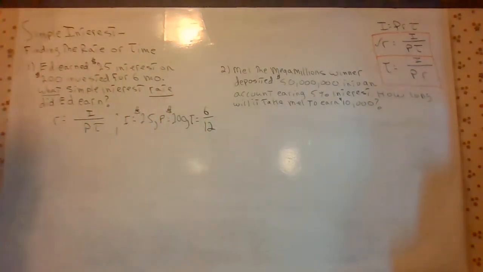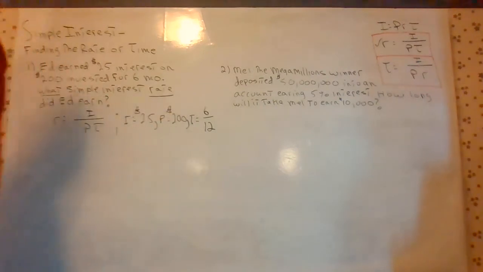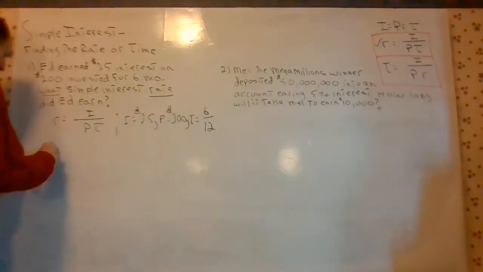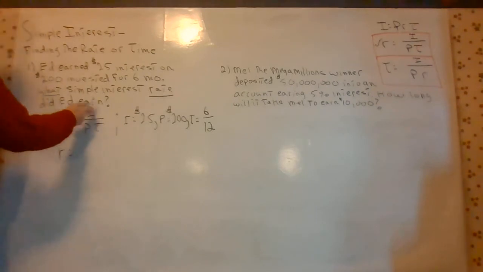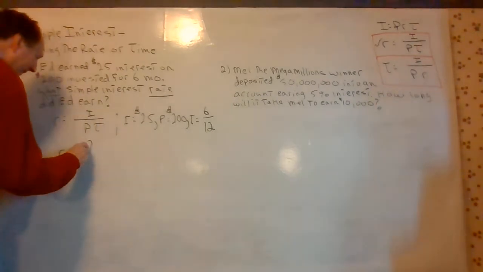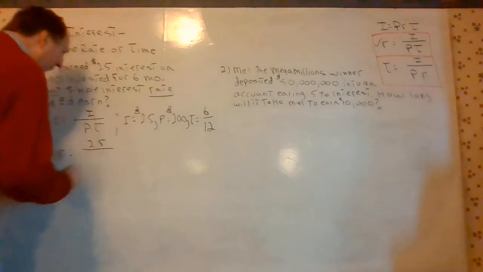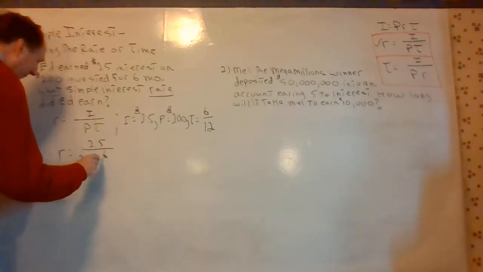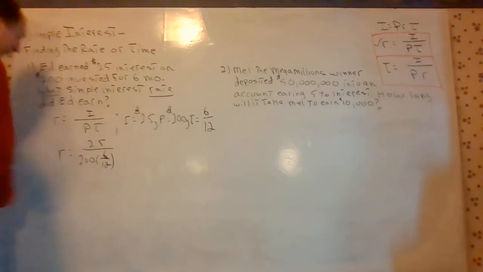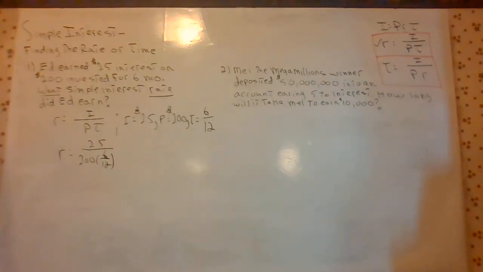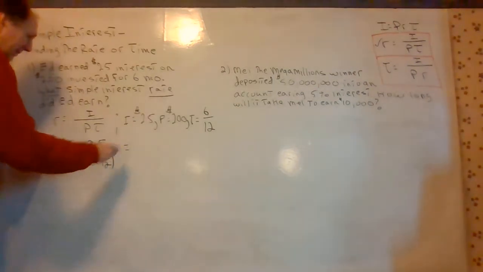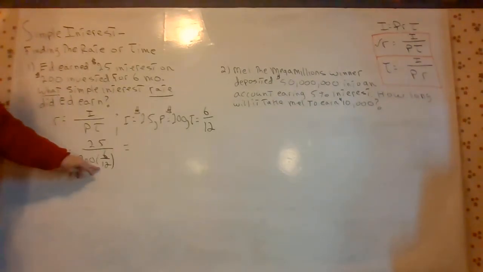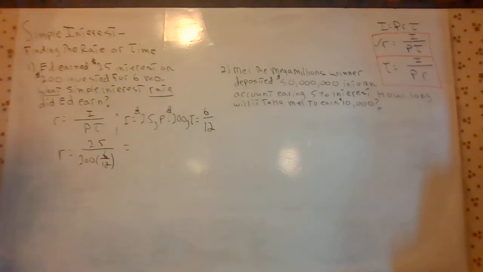Now you can convert that to an exact decimal here if you wish. That's perfectly fine. Now we substitute R equals I, 25, over the principal, 200 times 6 over 12. Now there's a couple of ways we can go here. You can figure out the denominator and then divide. You can do it as a two-step process.